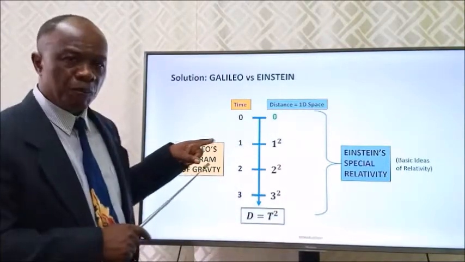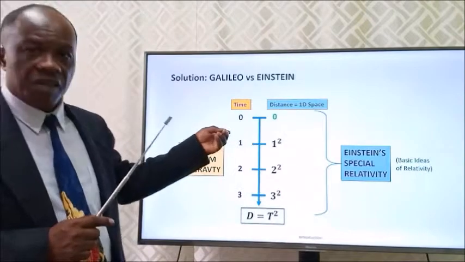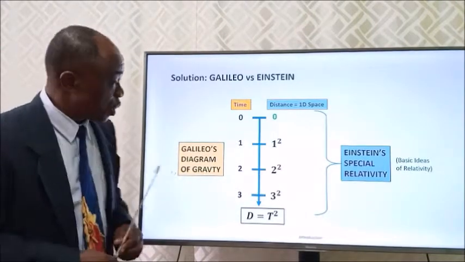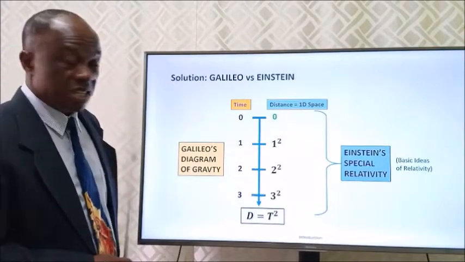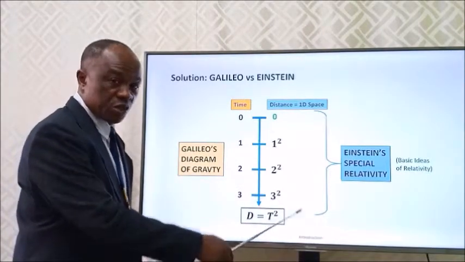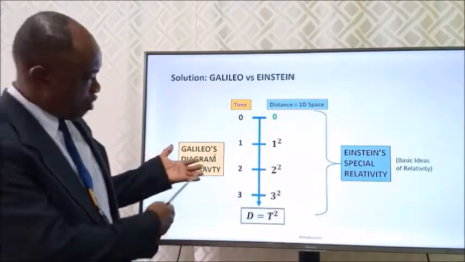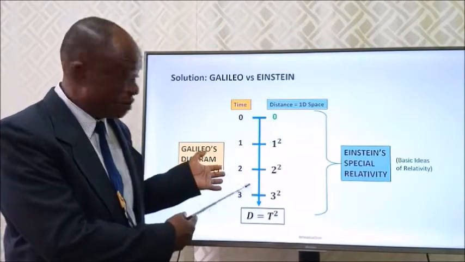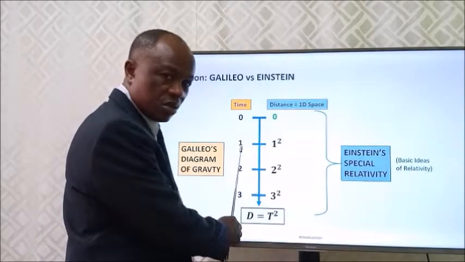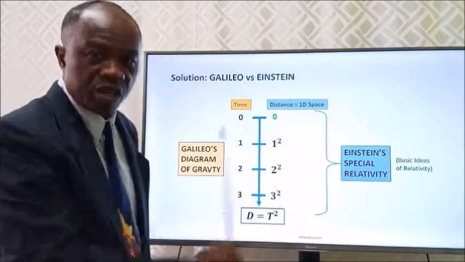So here, Galileo measured exactly the speed of objects in a free fall. And he found that the distance an object travels is directly proportional to the square of time. Distance equals time squared. So here we have only numbers. We have the time is 1, distance will be 1 squared, 2, 2 squared, 3, 3 squared, 4, 4 squared, 5, 5 squared, and it goes on.